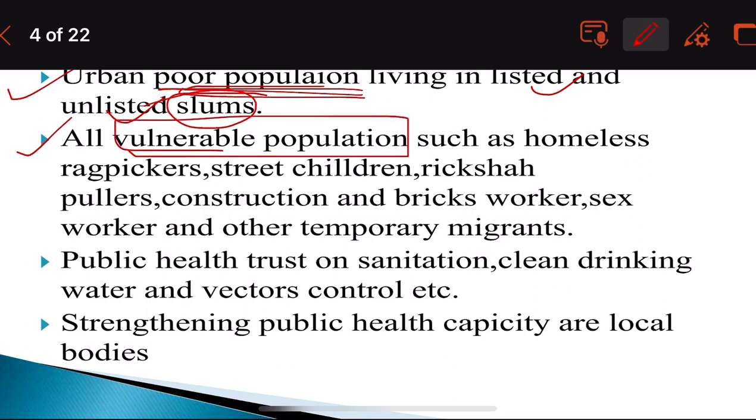All the vulnerable population, such as the homeless and rag pickers.